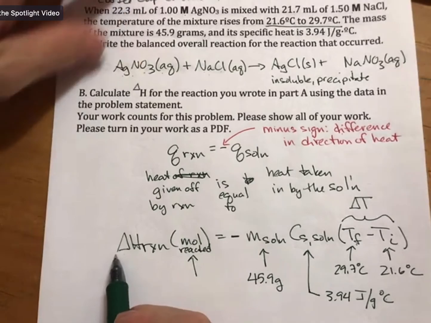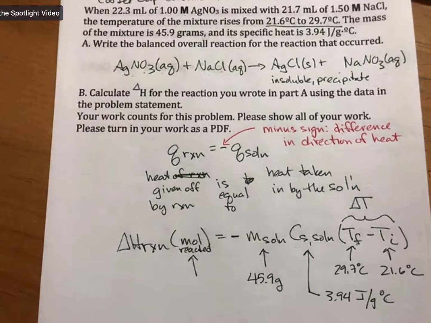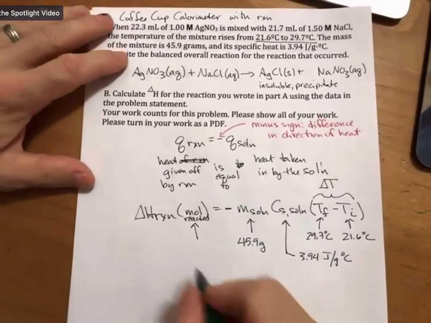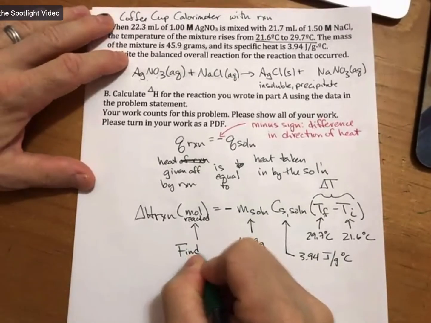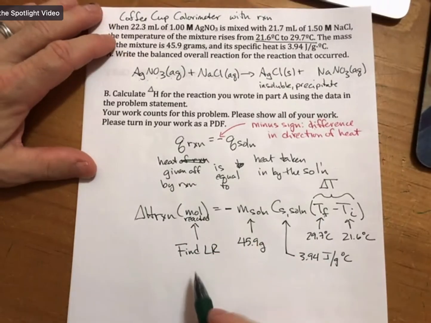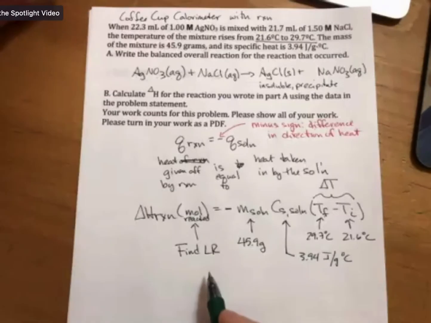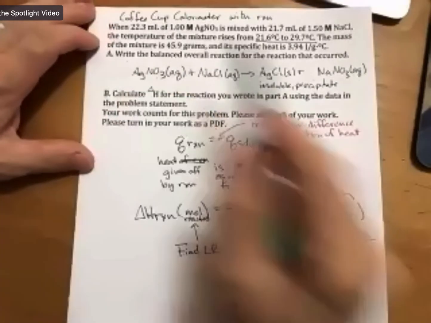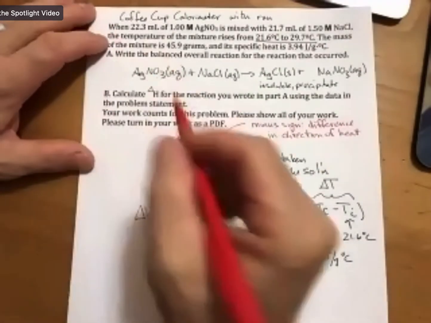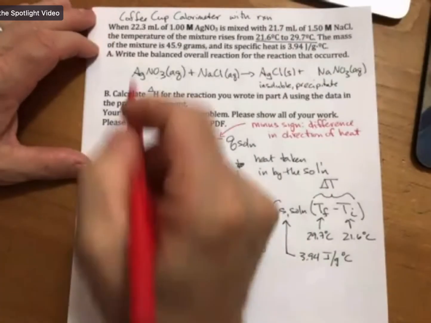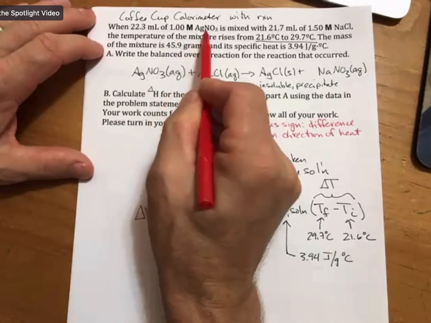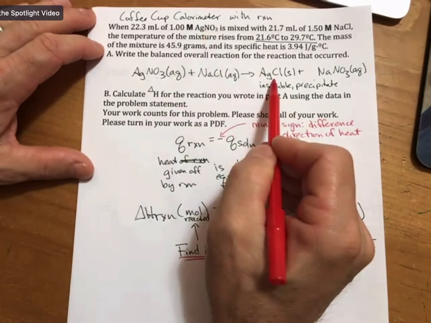So to find our moles reacted, we have to find the limiting reactant. Whichever one is the limiting reactant will tell us how many moles were reacted. So to do that, and I'll do that in red, we have our volume and our molarity. We can find how many moles of product we make.